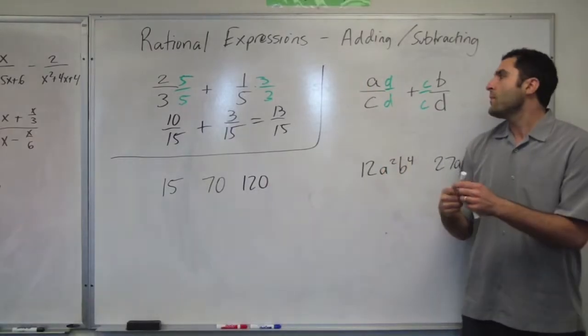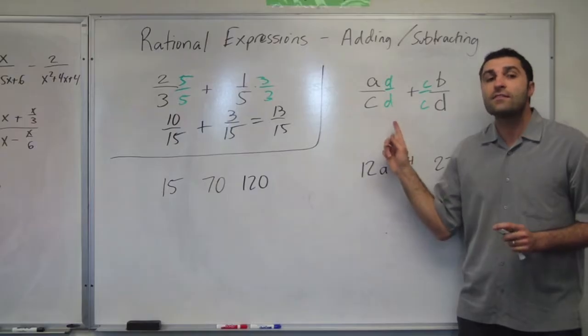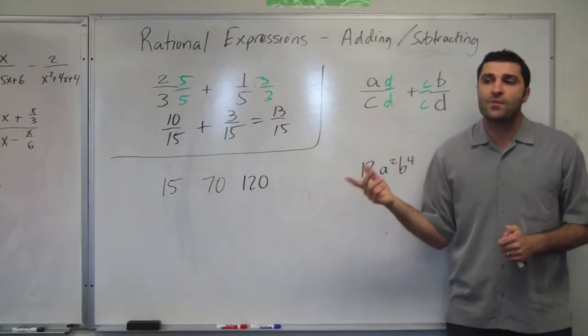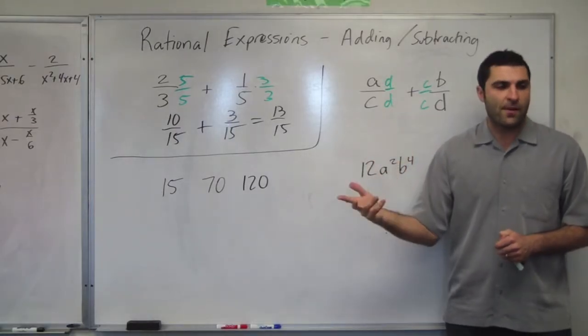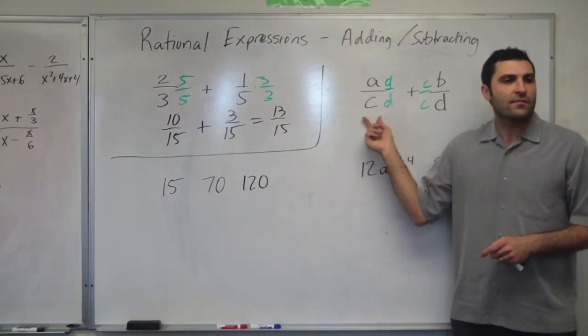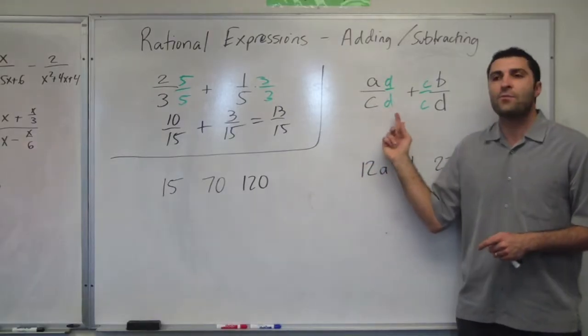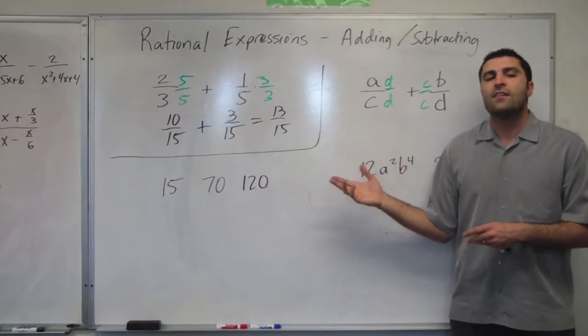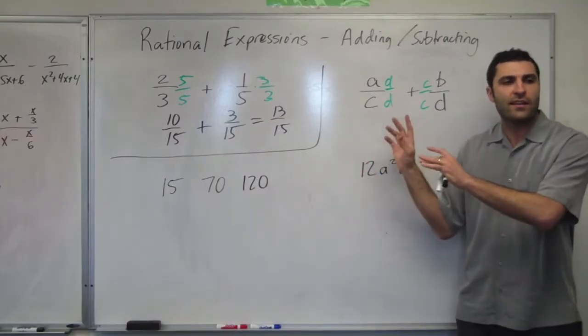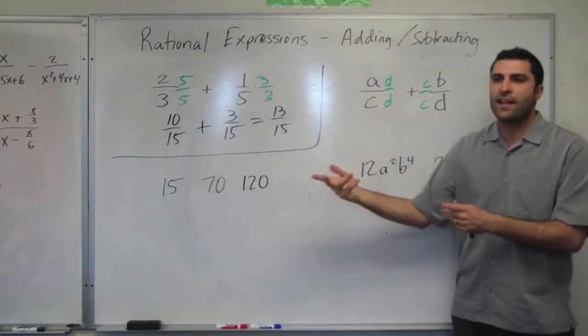But can someone tell me what D over D is? 1. So we're multiplying by 1. When you multiply by 1, does that change the number? No. Is A over C times 1 the same thing as A over C? Yes. And that's important. We don't want to change any of the fractions, otherwise we change the answer.